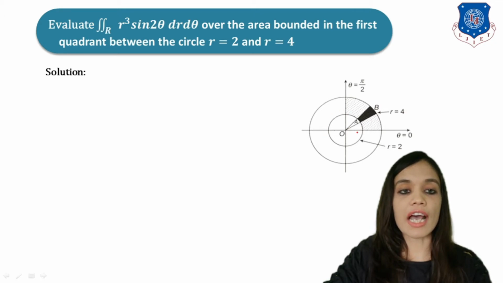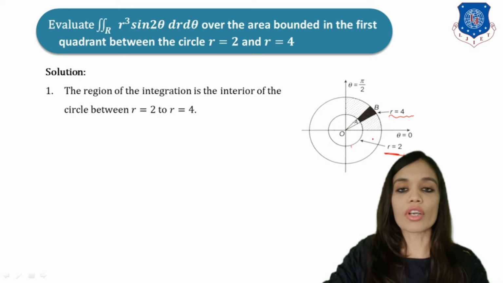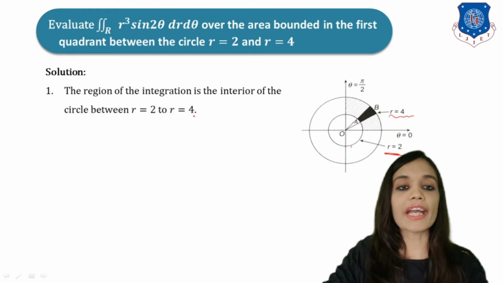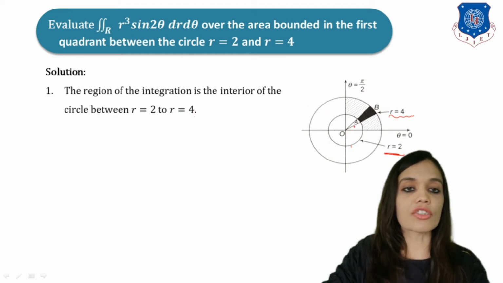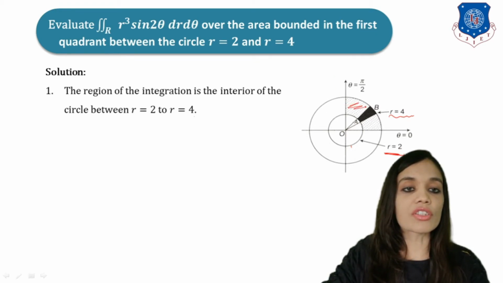that is of radius r equals 2. So this is the circle with radius r equals 2, and the outer circle is of radius r equals 4, right? So our region of integration is the interior of the circle between r equals 2 and 4, that is this region. But we are given that our region is in the first quadrant only, so our region R is this, right?